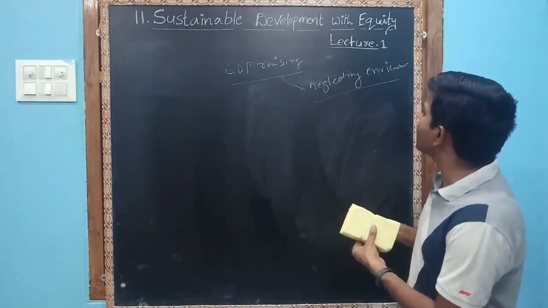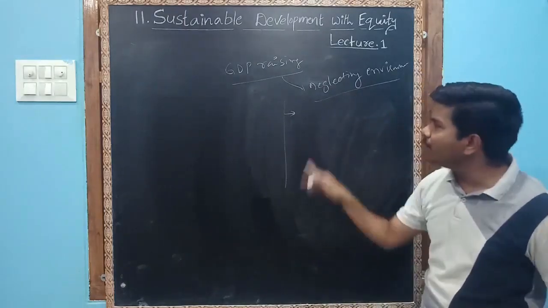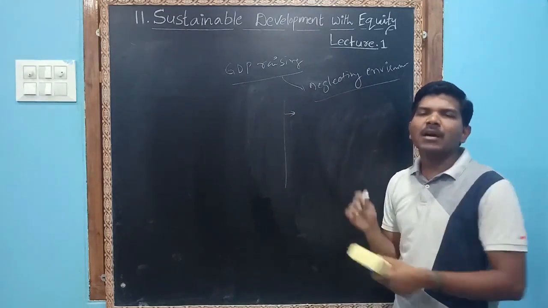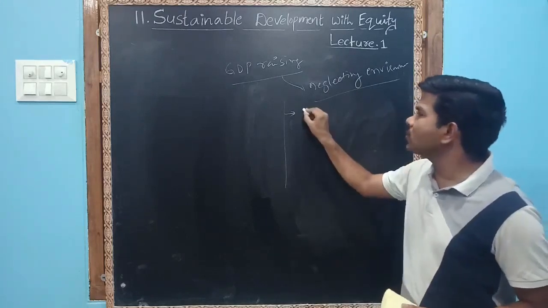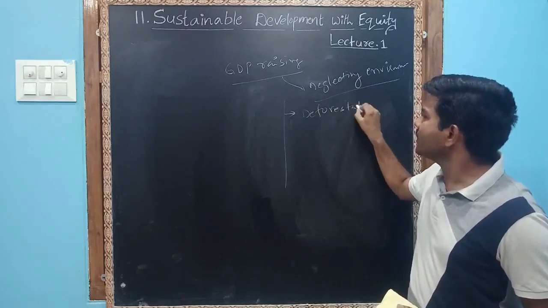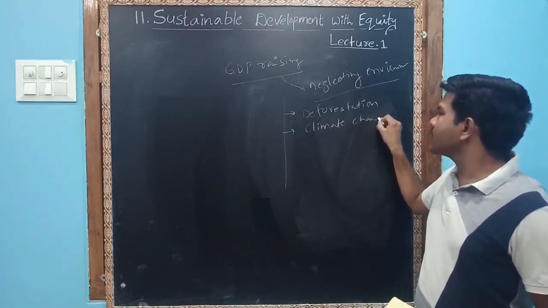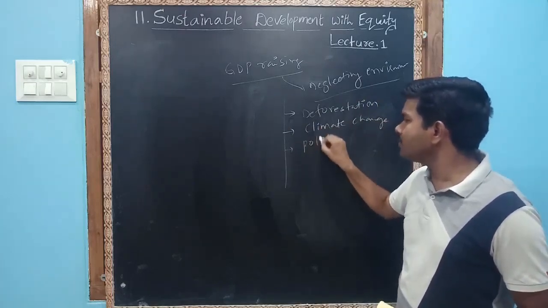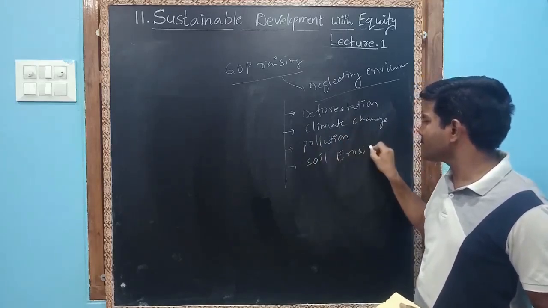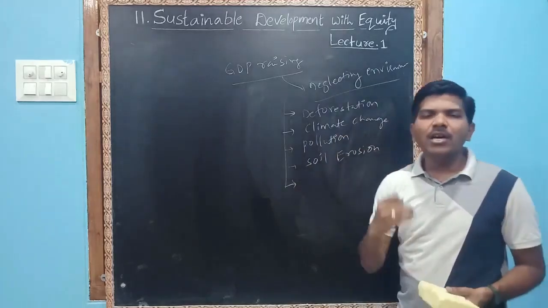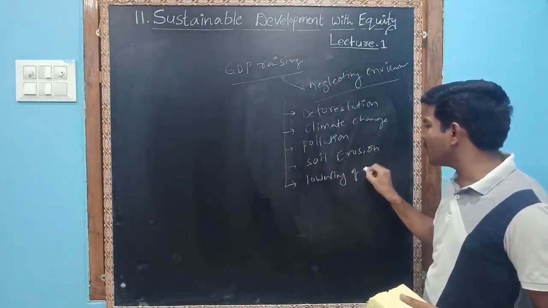Okay. So what will happen, sir? If they neglect environment, what will happen? If they neglect that environment, it may come into the examination, that you understand that if we neglect the environment, what will happen? First one is deforestation. Climate change, pollution, soil erosion, etc. Groundwater depleted. That means we can also write that lowering of groundwater.